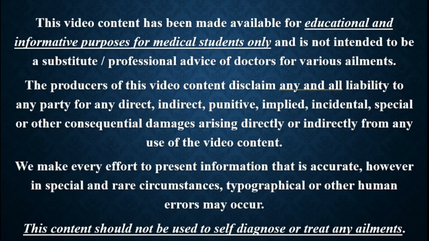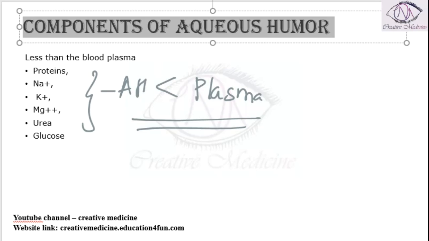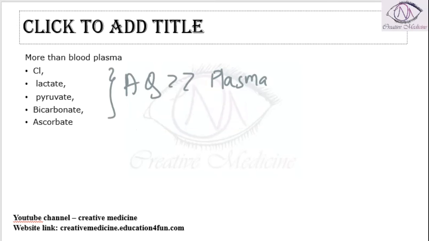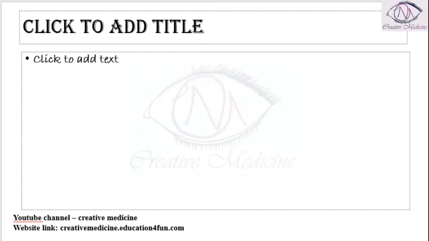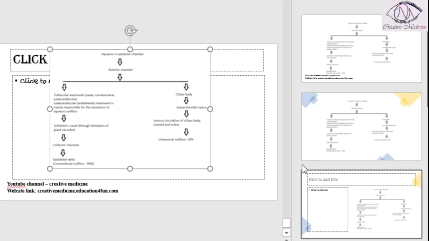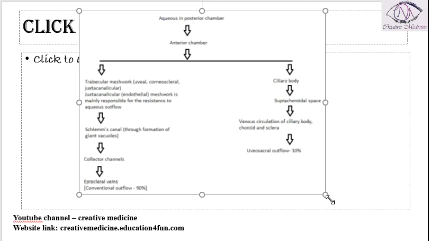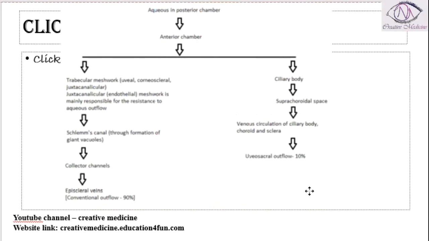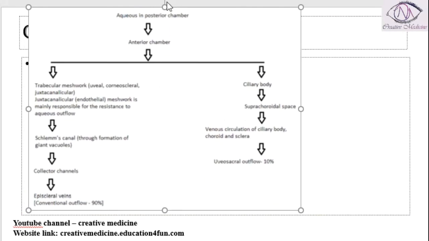In this lecture, we will learn about the pathway of aqueous humor. Aqueous humor is present in the posterior chamber. From the posterior chamber, the aqueous humor goes into the anterior chamber.